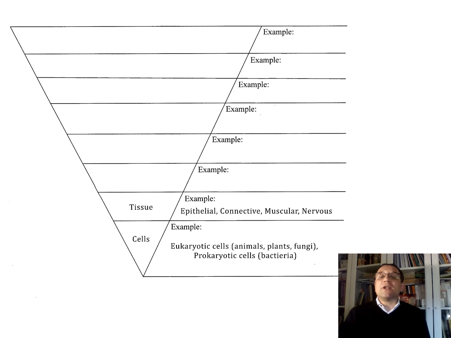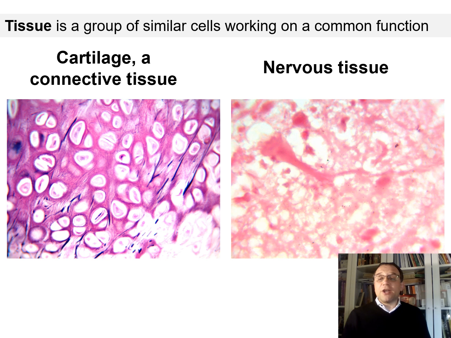Tissues differ from each other in the size and shape of their cells, in the amount and kind of material present between the cells, and in the special functions they perform to help maintain the body's survival. Here you can see two different types of tissue: the connective tissue, represented as cartilage, and the nervous tissue. You see this tissue under the microscope. We're going to talk about this type of tissue in more detail today during the lecture.